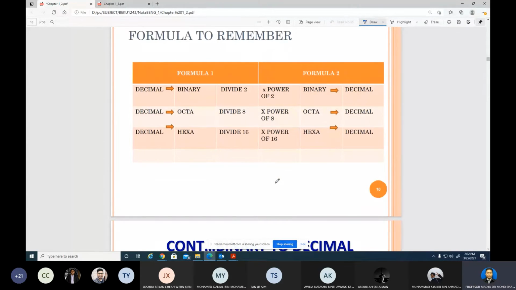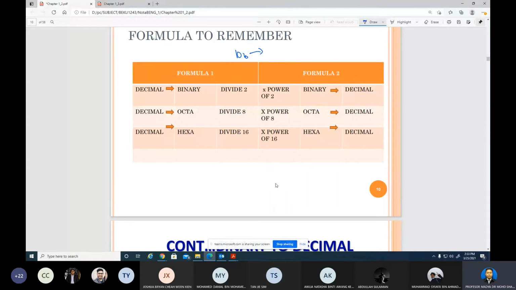So this is some formula that you have to remember. From converting decimal to binary, you have to divide by 2. This is the manual method. For example, we have 10 in decimal and you want to convert it into binary, so we divide by 2. From binary to decimal, we multiply by 2. Some formulas: decimal to octal, you divide by 8, and decimal to hexa, we divide by 16.